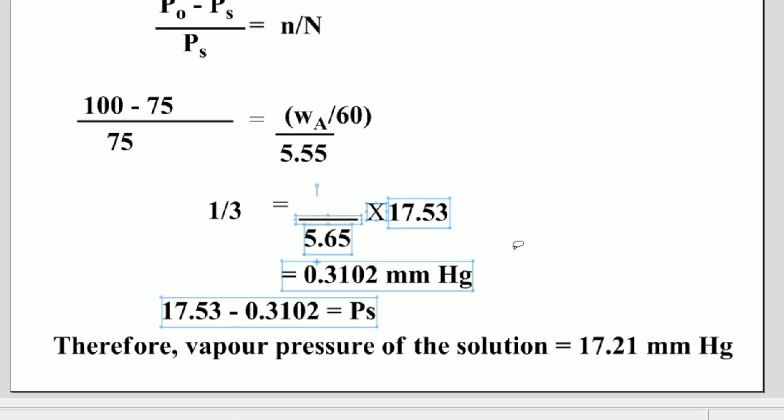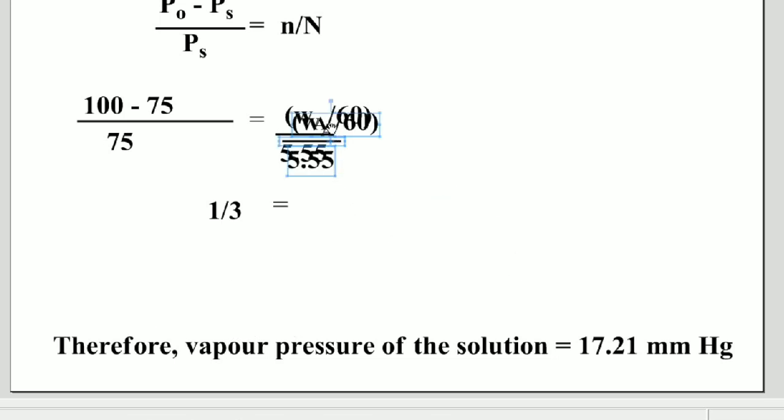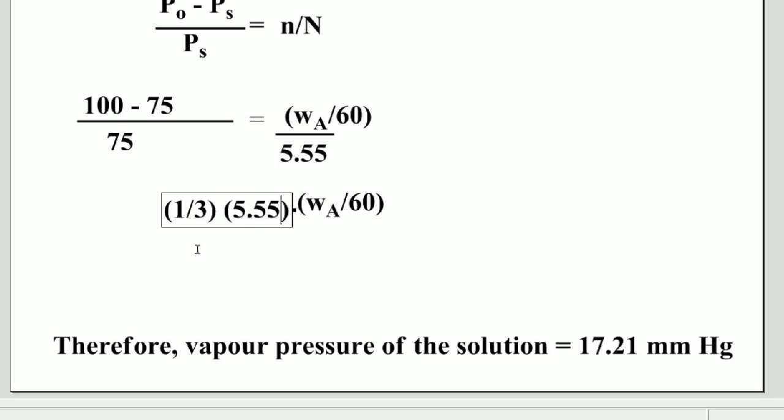Students, when we bring the 5.55 which is present in the denominator to the left hand side, it multiplies with the 1 by 3. Therefore the relation becomes like this, students: Wa by 60 is equal to 1 by 3 into 5.55.